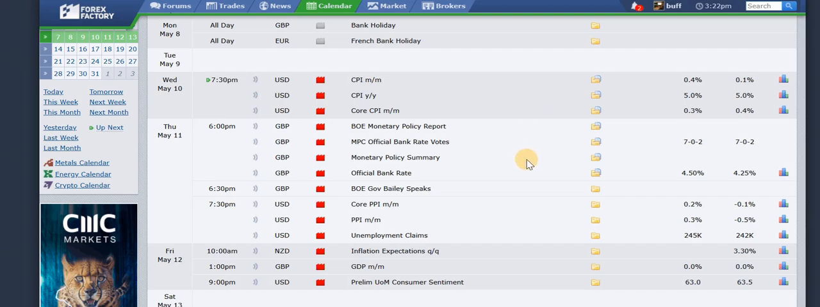So there's the news for the week ahead. Not a great deal, just that UK interest rates is probably the main thing, and CPI numbers out of the US. So just be careful around then. All right, we'll go to the Word document.